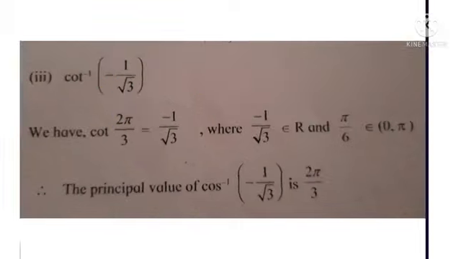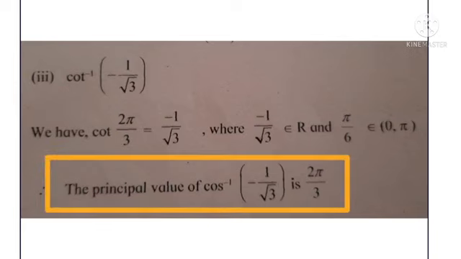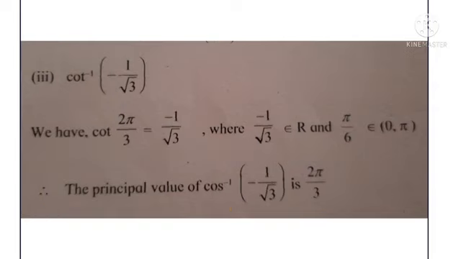Okay, see here, you get cot of 2 pi minus pi by 3 is equal to minus 1 upon root 3. Observe, minus 1 upon root 3 belongs to R and the angle belongs to 0 to pi. So which is the principal value? The principal value of cot inverse minus 1 upon root 3 is 2 pi by 3.